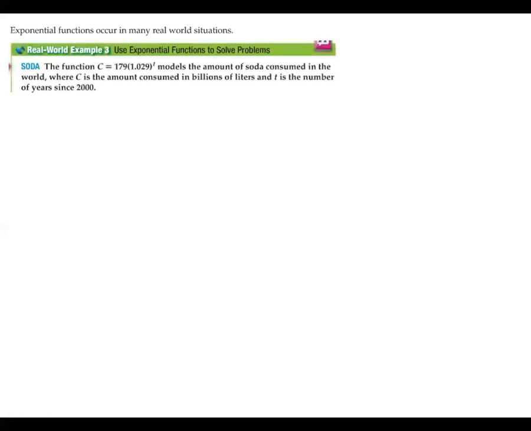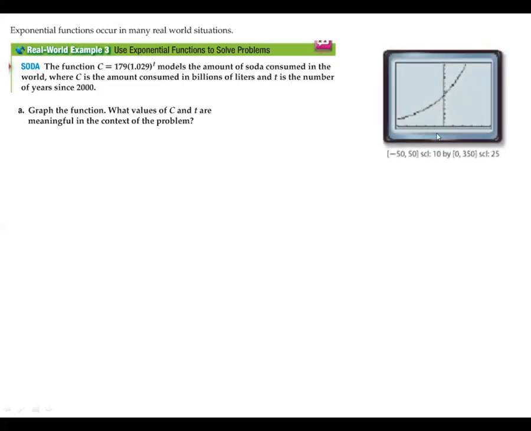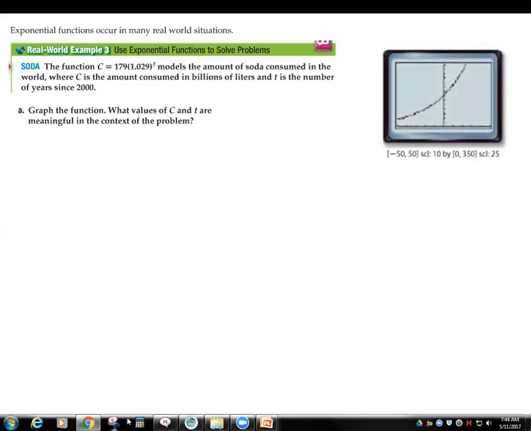All right, so exponential functions occur in many real-world situations. The function c equals 179 times 1.029 to the t models the amount of soda consumed in the world, where c is the amount consumed in billions of liters and t is the number of years since 2000. Graph the function. What values of c and t are meaningful in the context of the problem? Now, this one's going to be a little bit weird to graph by hand, so we can use a graphing calculator, and I'll show you how to do that.